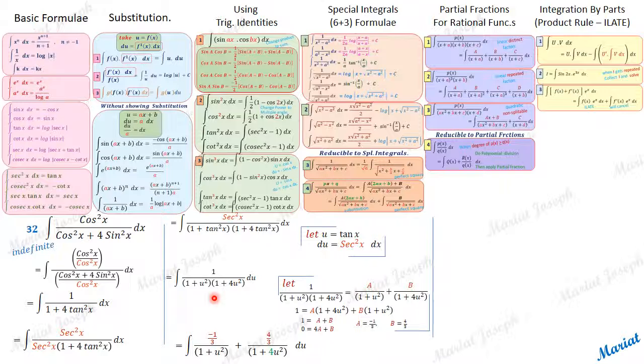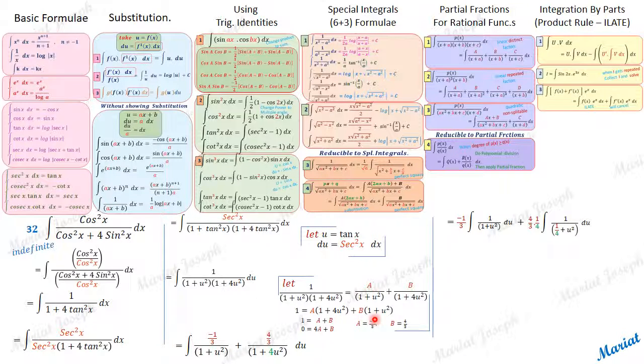So, this single integrand now can be rewritten as two different terms with the help of the calculated a and b's, minus 1 by 3 and 4 by 3. So, two separate terms: minus 1 by 3 upon 1 plus u square plus 4 by 3 upon 1 plus 4u square. Now, we will be able to integrate them separately.